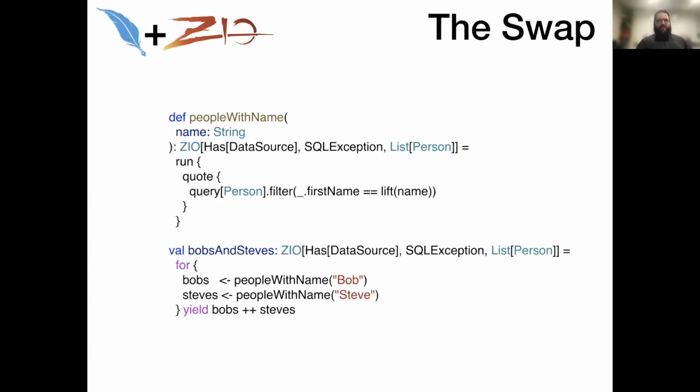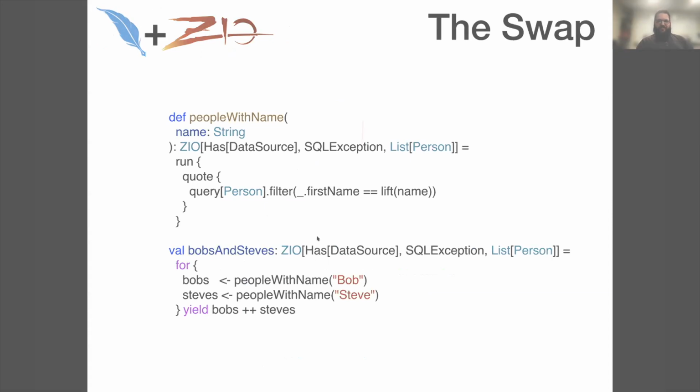There are a bunch of different instructions on how to do this. Directly integrating Quill and Zio is substantially easier. All you have to do is call this run function, and you can then directly compose. You can directly compose Quill queries into ZIO effects, and that's how you would do that.